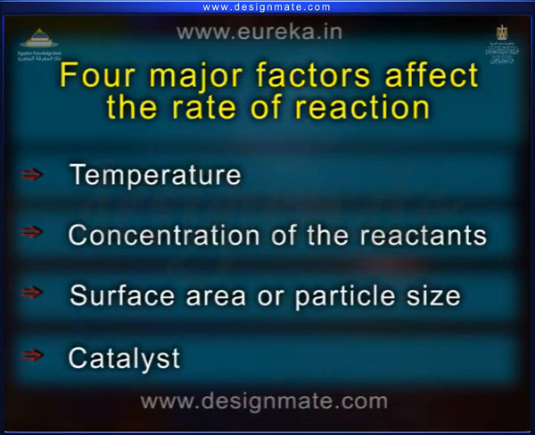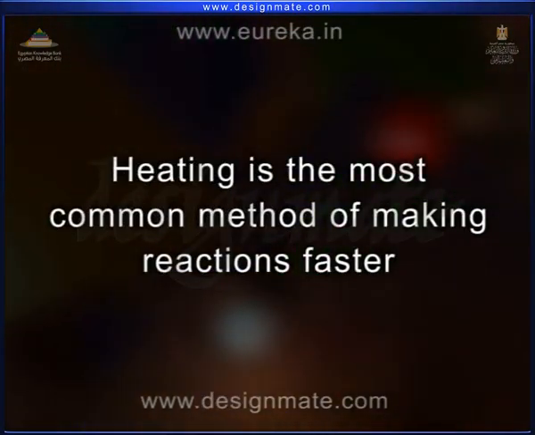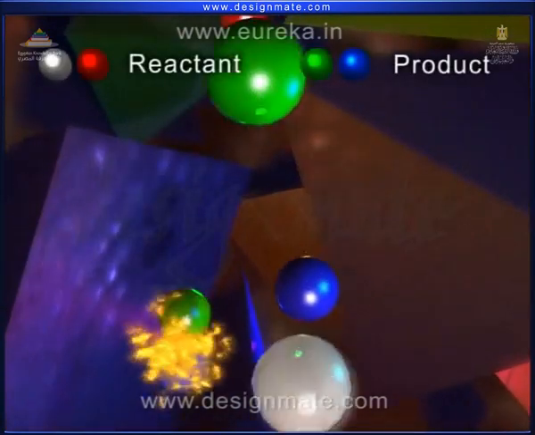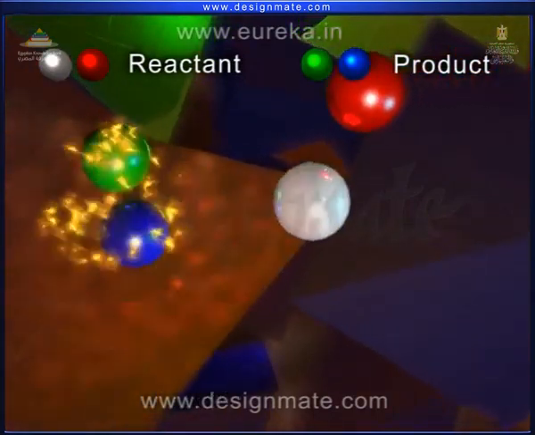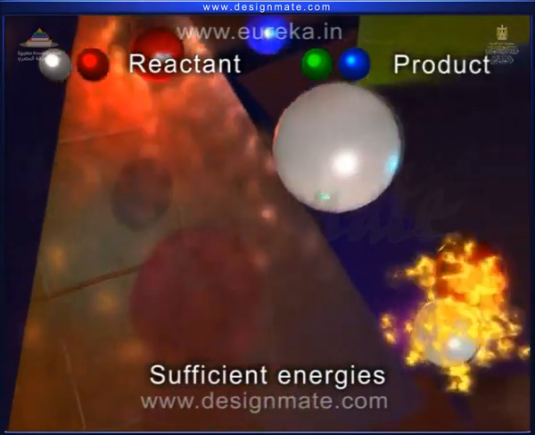Temperature. Heating is the most common method of making reactions faster. As we've seen earlier, when reactant molecules react, they have to collide with each other with sufficient energies for the reaction to take place.